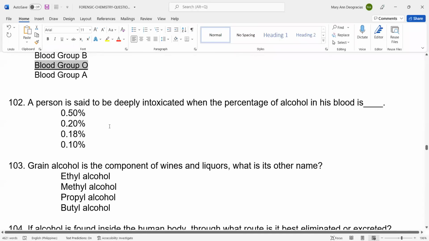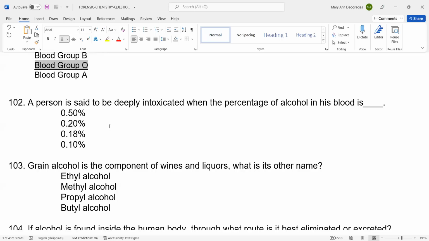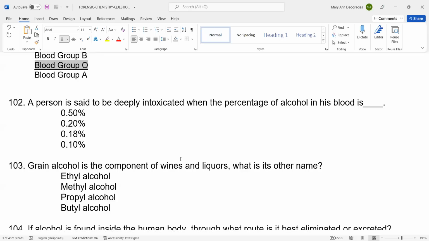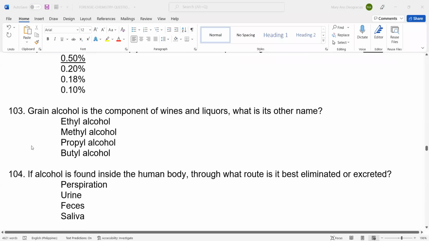A person is said to be deeply intoxicated when the percentage of alcohol in his blood is blank. Sobrang nalason na siya. Which percentage is that? A. May sumakot ng letter A. A person is considered as deeply intoxicated with alcohol when the percent of alcohol is already 50% and above. 0.50%.